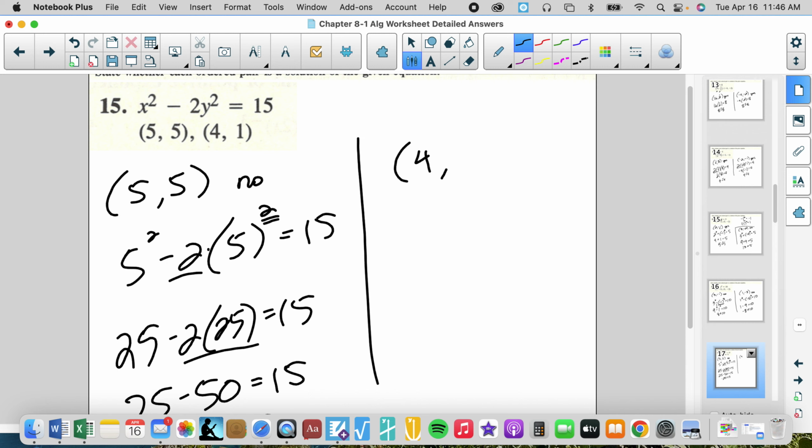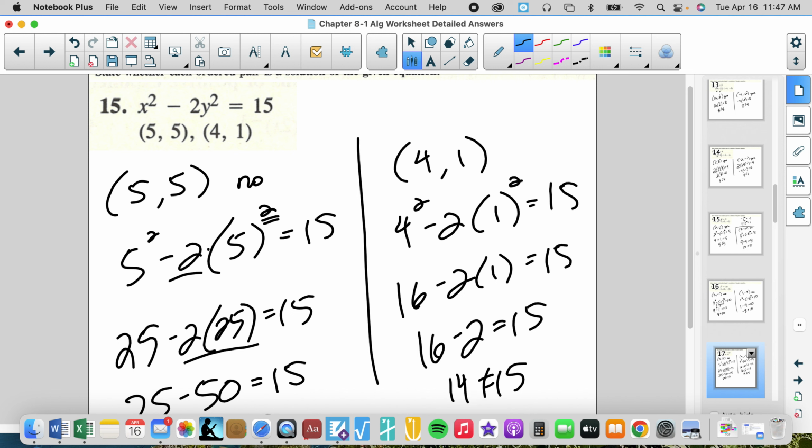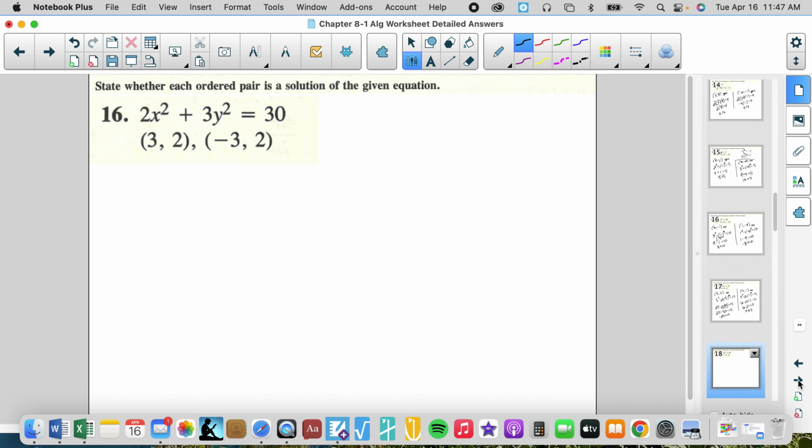Let's try the point 4 comma 1. You are going to square your x minus 2 times your y value squared equals 15. That's 16 minus 2 times 1. And that is 16 minus 2 equals 15. And 16 minus 2 is 14, does not equal 15. So that's a no also. Both of those no. Okay. Wow. All right. We're going to really keep going here.